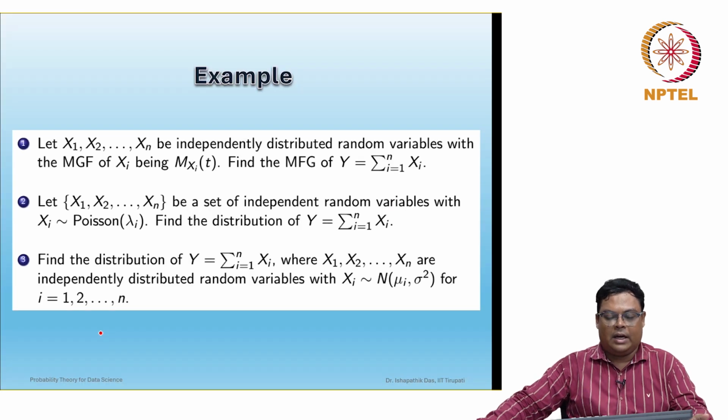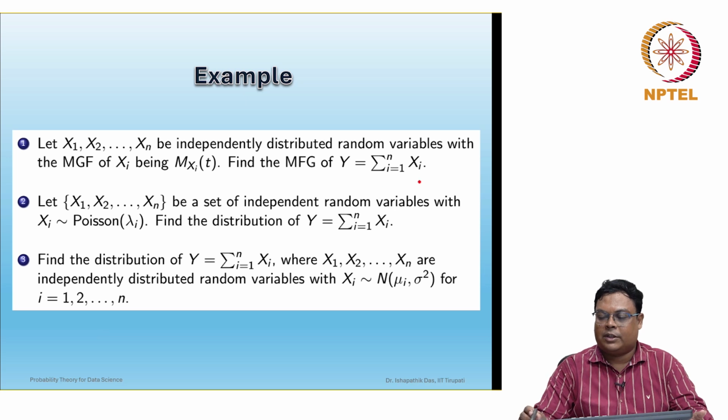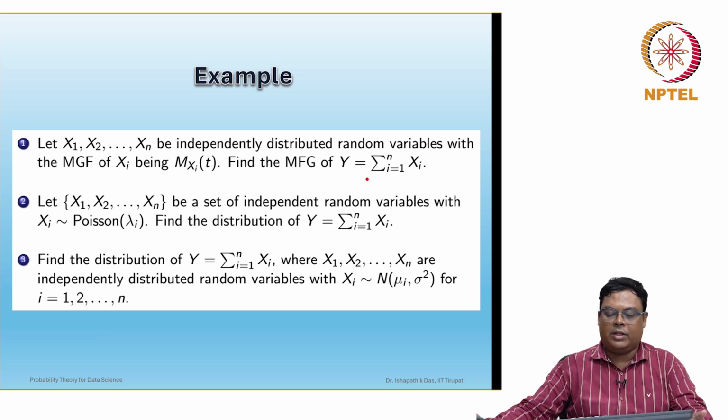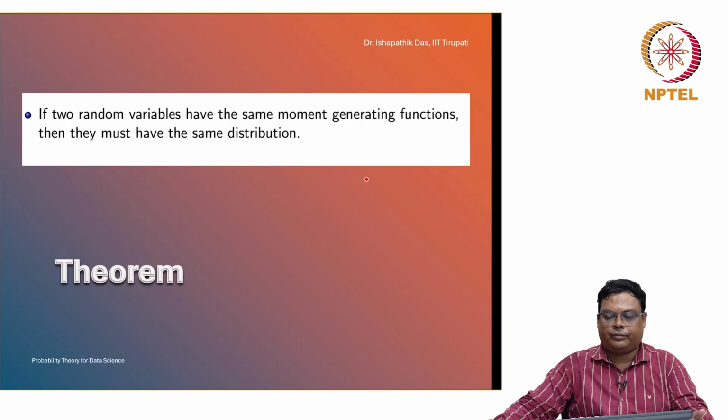So here let us do this example. Let x1, x2, ..., xn be independently distributed random variables with the moment generating function of xi being mxi(t). Then let us first find the moment generating function of the sum of the random variables. They are independently distributed random variables, so let us do that.